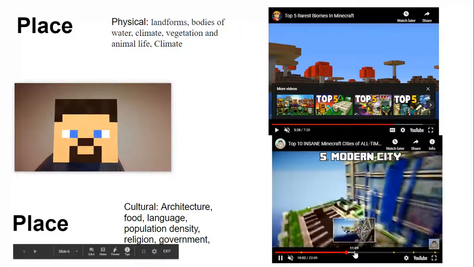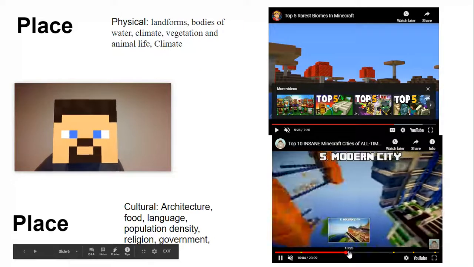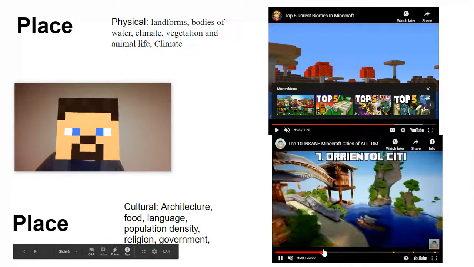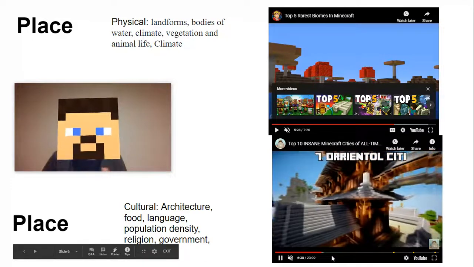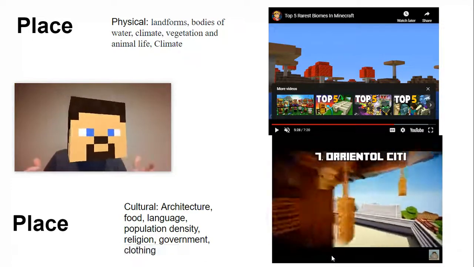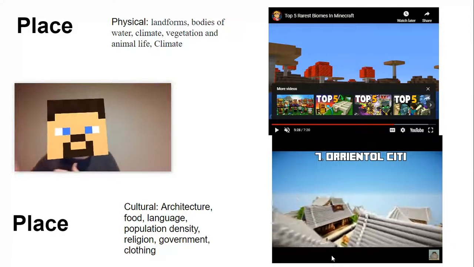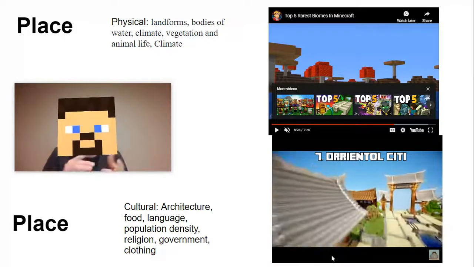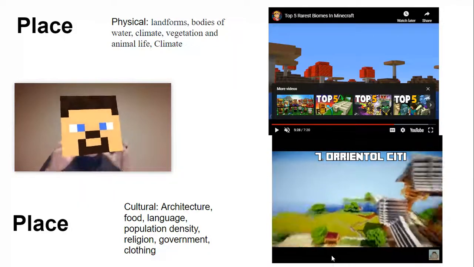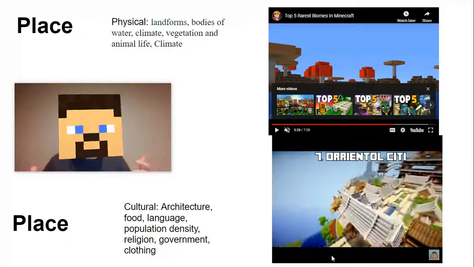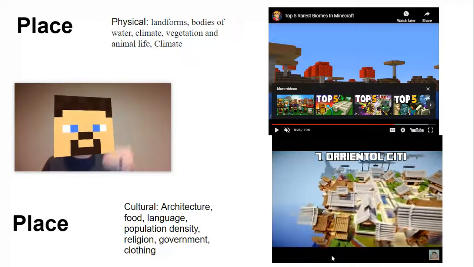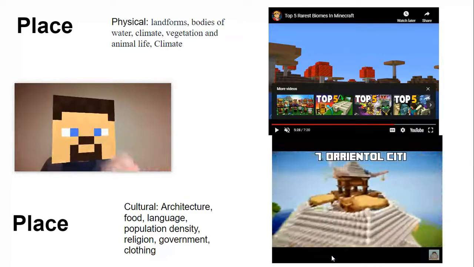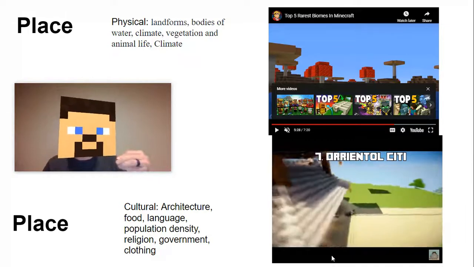But then you could have other places that you go to where the population density may not be as large. It may be much smaller than that. And also the language. If I go to a place like this one, for example, it says Oriental on there. It could be referencing maybe Japan or China. That's going to be different food. That's going to be different language. So when you think of this theme of geography, the place, you know that place could mean either physical things in that place or cultural characteristics of that place.